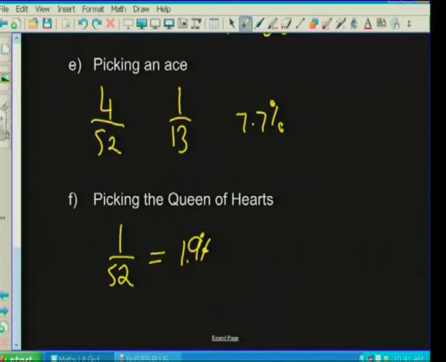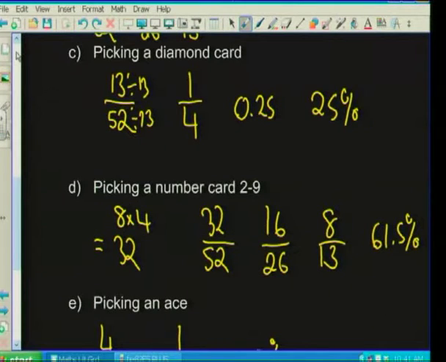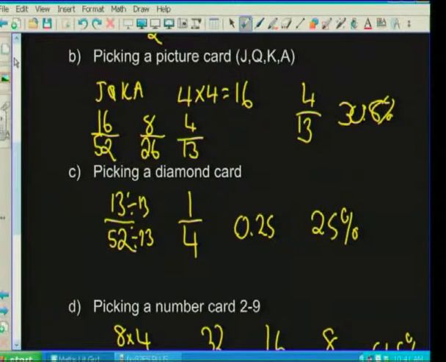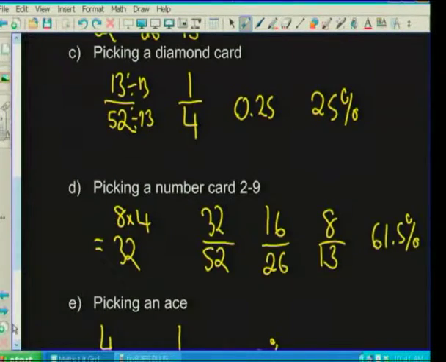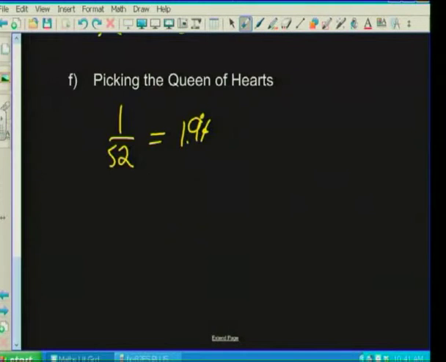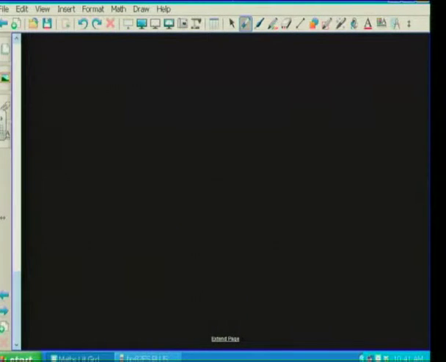Now, before I close off these examples, I'd like to just show you something else with regards to these. If I said to you that we wanted to work out the percentage of the picture card, and let's just go back to that example. It was here, number B. We found out that the picture card was 30.8%. So I'm just going to write that at the bottom here, just to show you something on how you can calculate things quite quickly. We said that the picture card was 30.8% chance of being picked.